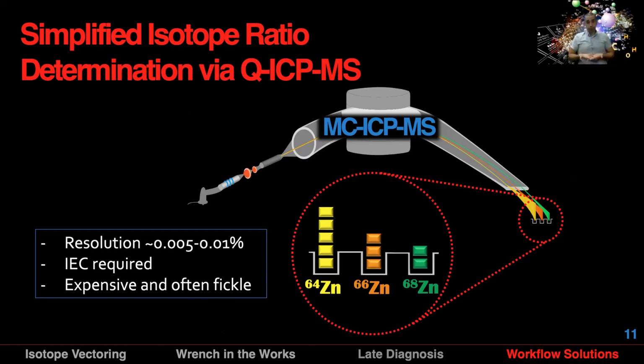The last bit that I'll talk about here, which Ryan sort of set up for me, which is really nice of him again, is that we want to try to develop more simplified ways that we can actually determine the isotope ratios of our samples. Traditionally this is done with the multi-collector ICP-MS. It gives you really great resolution, so 0.005 to 0.01%, or 0.1 per mil. You need to do your ion exchange chromatography. The gist is that this is expensive and the instruments can be quite fickle.